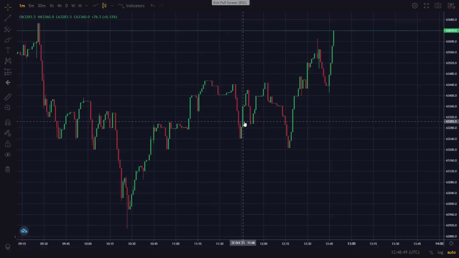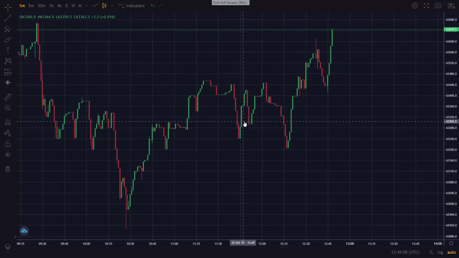Welcome to Ninja Crypto Trader, and today we'll be going through another scalping strategy that you can use to increase your profitability in cryptocurrency trading. In this video, we'll be using the 1 minute time frame for this strategy, but you can also use it on other time frames as it is a scalping strategy, like the 5-minute time frame.